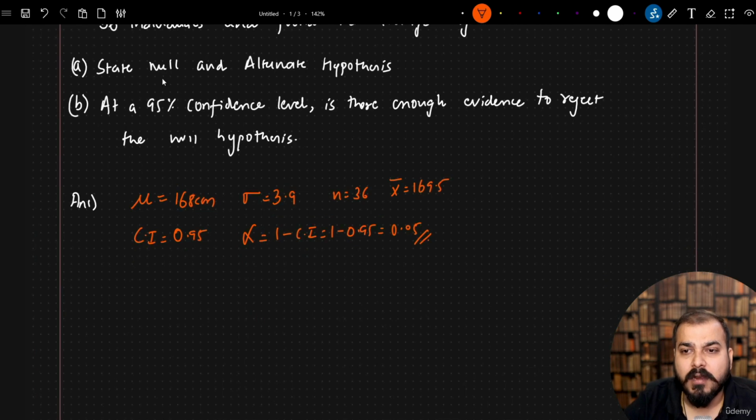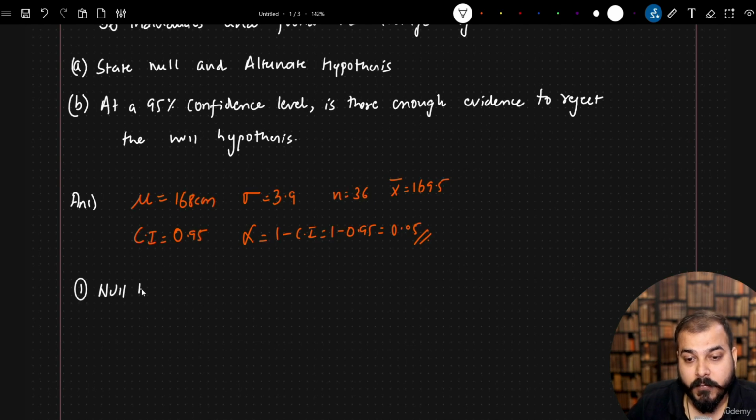Now let's go ahead and solve both of these problem statements, and let's see how we can do it with the help of the Z-test and how we can refer to the Z-table and everything. The first step in hypothesis testing is your null hypothesis. What is your null hypothesis in this case? It is very simple.